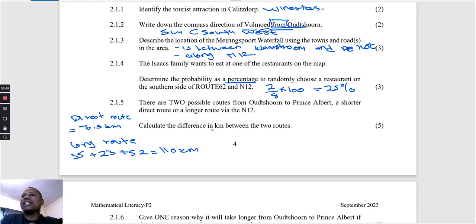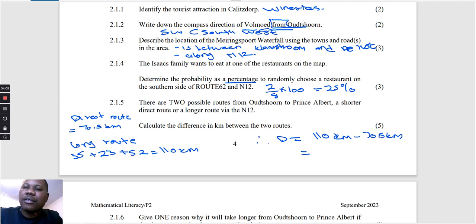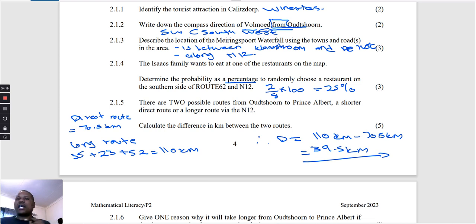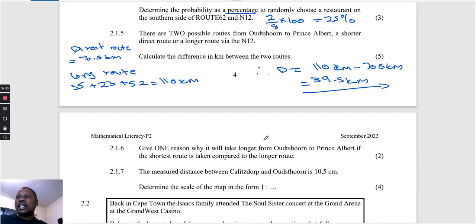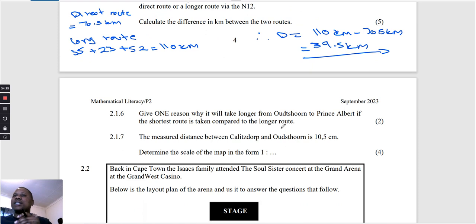So they are saying calculate the difference in kilometers between the two routes. Therefore the difference is going to be 110 minus 70.5 kilometers, which equals 39.5 kilometers. There we have it. Now let's go to the next question. The next question, we are still on question number 2.